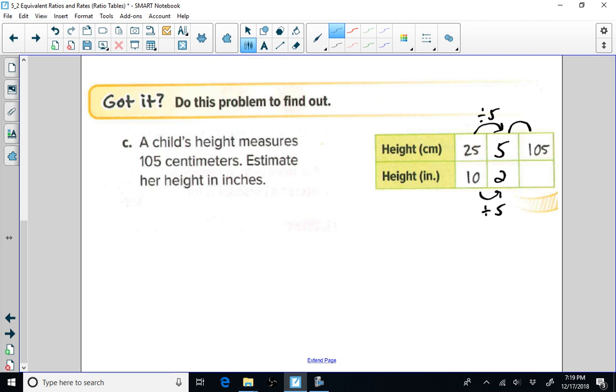Now I can scale forward from 5 to 105 by multiplying 5 by 21. That's going to give me 105. But if I multiply by 21 in the top part of my ratio, I have to multiply by 21 in the bottom part of my ratio. 2 times 21 is 42. So her height in inches would be about 42 inches.